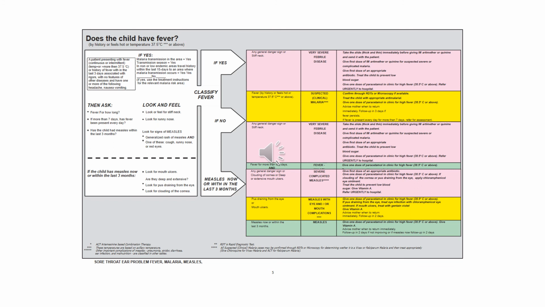Now after asking the questions, you have to make the clinical assessment. The body temperature of the sick child should be checked, and the child is said to have fever if the body temperature is above 37.5 degrees centigrade axillary or 38 degrees centigrade rectal. Now if the health facility has no thermometer, though usually they do have one, you can also feel how hot the body of the baby is.